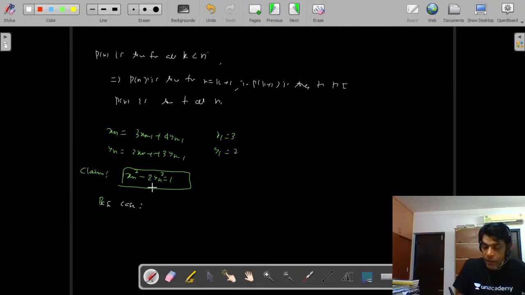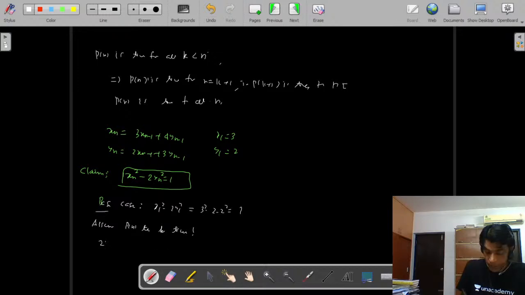So what I will do is prove this. The base case is x1 squared minus 2y1 squared, that is 3 squared minus 2 into 2 squared, which is of course 1. So the base case is proved. Induction: assume Pn to be true. I am also teaching you how to write. Assume Pn to be true. Now the basis is there. Now the inductive step.